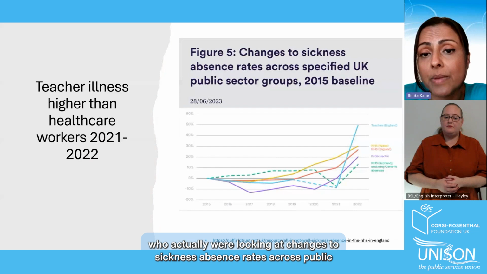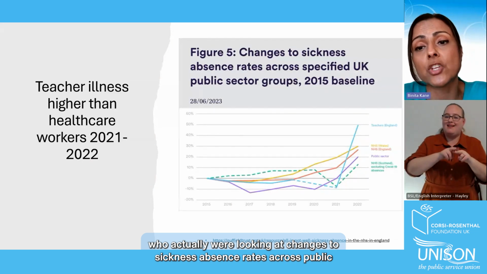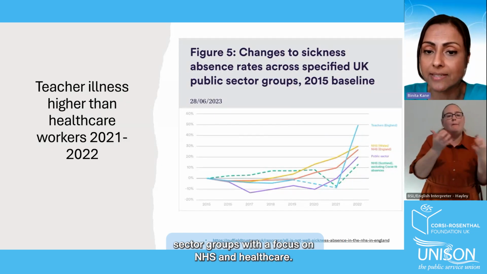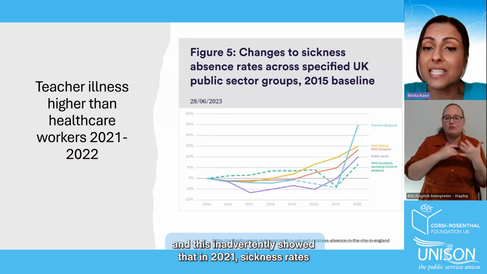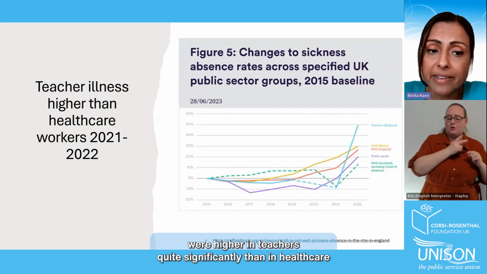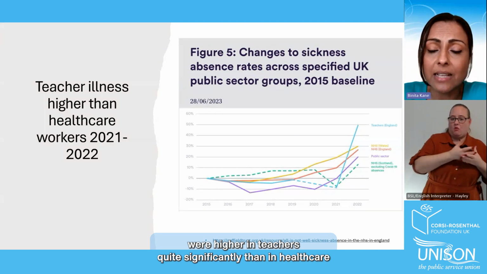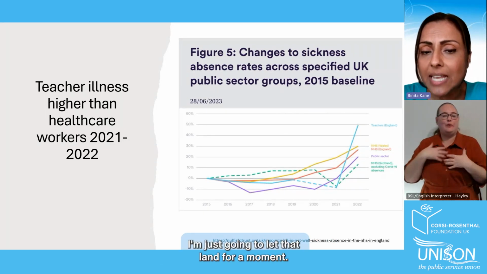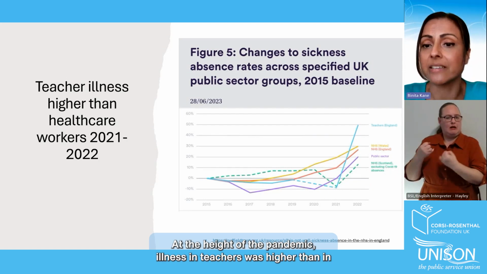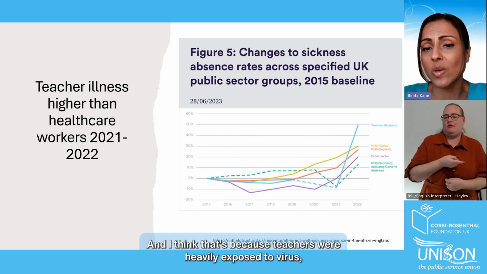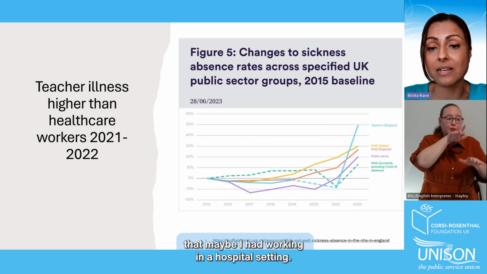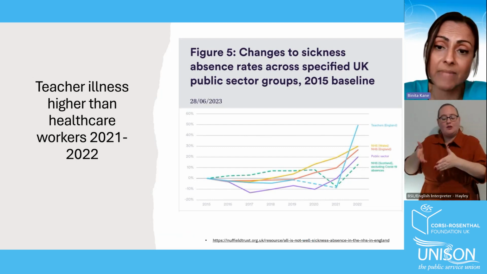And this is data from the Nuffield Trust, who were looking at changes to sickness absence rates across public sector groups with a focus on NHS and healthcare. And this inadvertently showed that in 2021, sickness rates were quite significantly higher in teachers than in healthcare workers. I'm just going to let that land for a moment. At the height of the pandemic, illness in teachers was higher than in healthcare workers. And I think that's because teachers were heavily exposed to viruses and to COVID, and they didn't have the same protections that maybe I had working in a hospital setting.